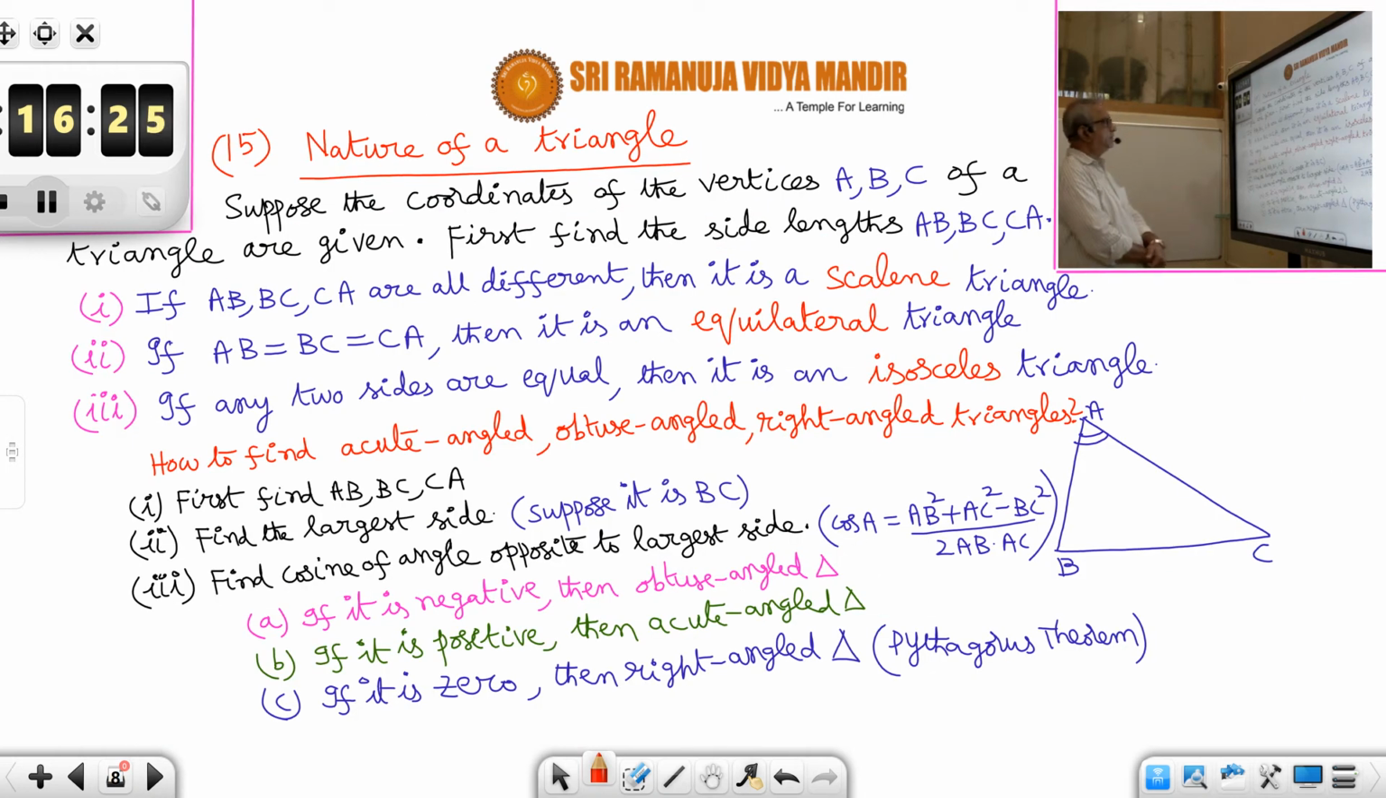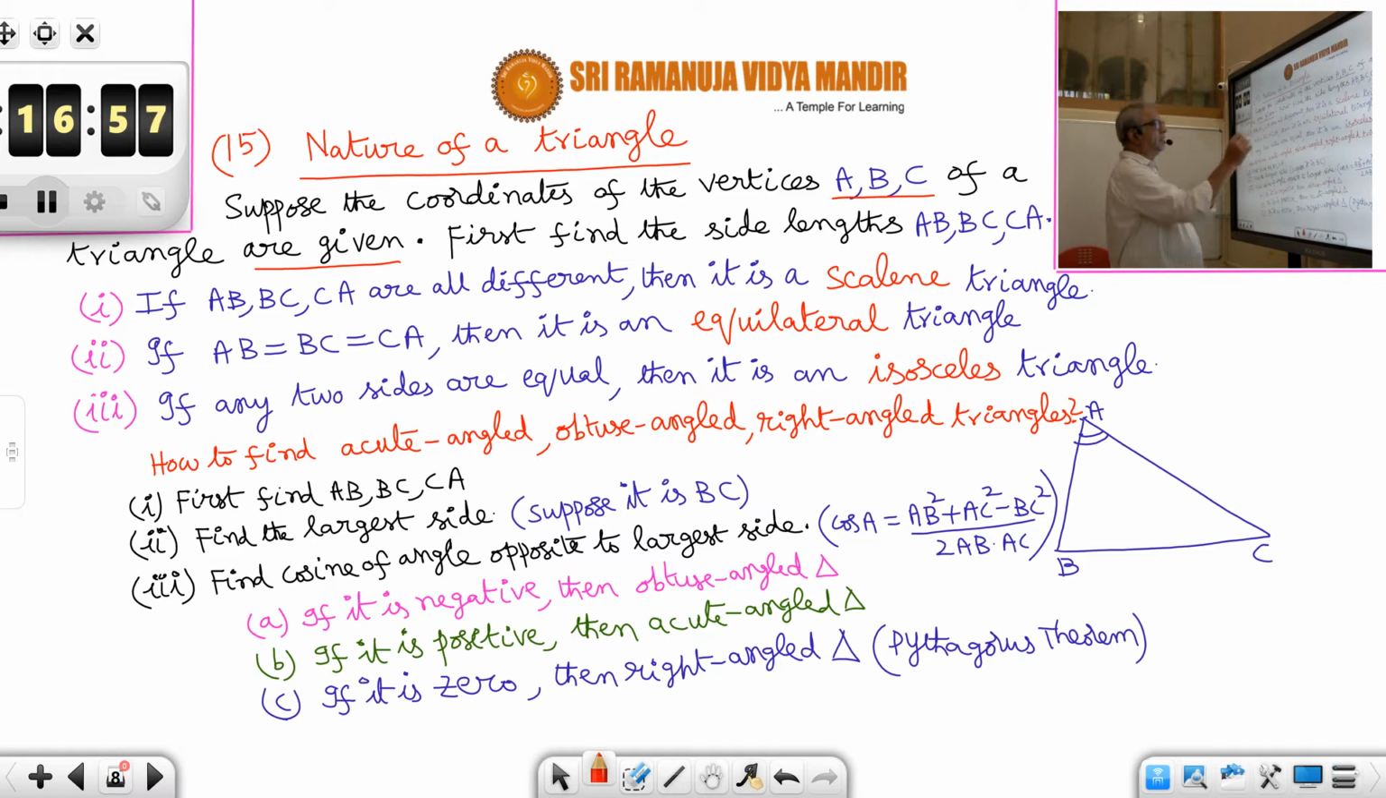Nature of a triangle. Suppose the coordinates of the vertices ABC of a triangle are given. Okay. The 3 vertices coordinates, x coordinate and y coordinate given. And we have to find the nature of the triangle, whether it is a scalene triangle or equilateral triangle or isosceles triangle or acute angle triangle or obtuse angle triangle or right angle triangle.